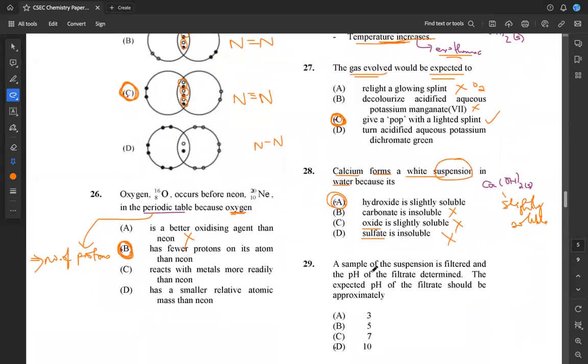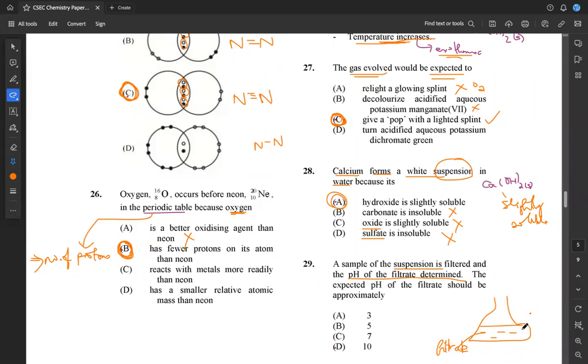So 29 says that a sample of this suspension that we made up here is going to be filtered, and the pH of the filtrate will be determined. So if we filter our suspension, the filtrate, the liquid that passes through the filter paper, is what we're going to measure the pH of. So we have our filtrate here now in a conical flask or a beaker, and that's from filtering the slightly soluble calcium hydroxide.